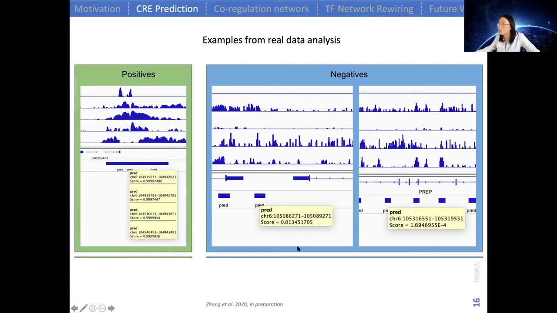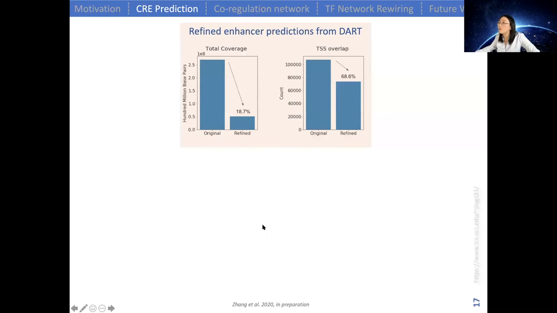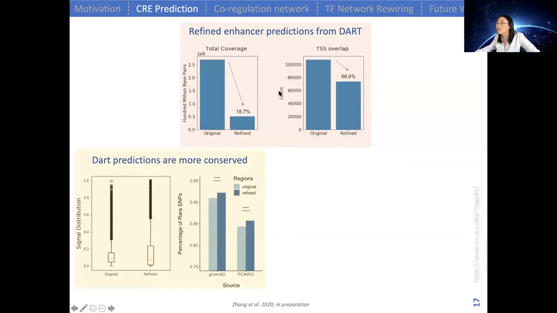So we applied our DART model in a group of psychiatric disease-related cell types. You can see in the original data, if we do not use Grad-CAM and we use a very long region to just say whether there's an enhancer or not, we have almost five times the size of important regions defined in the human genome.